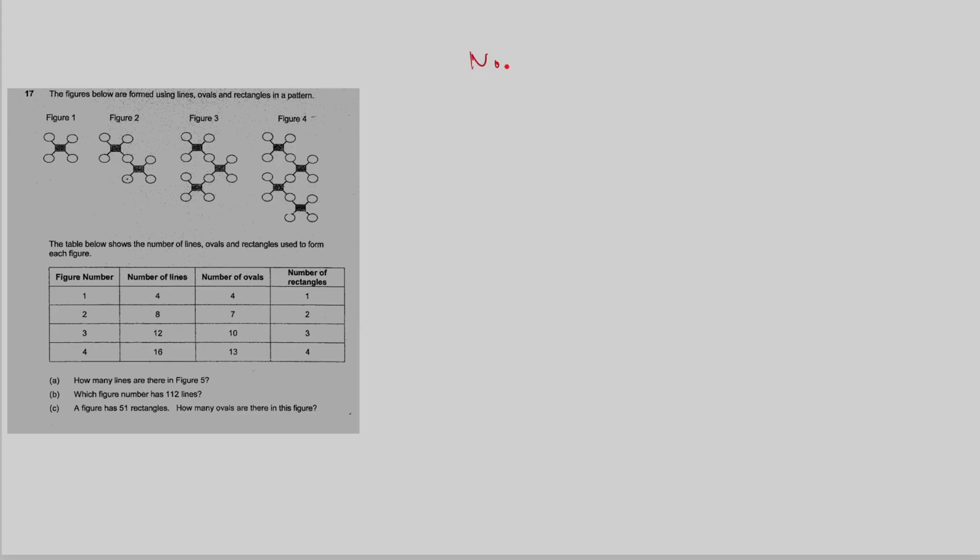Let's write down the number of lines pattern. So this is figure number 1, 2, 3, 4. Number of lines: 4, 8, 12, 16. So like we said just now, for the number of lines, the pattern is always plus 4.